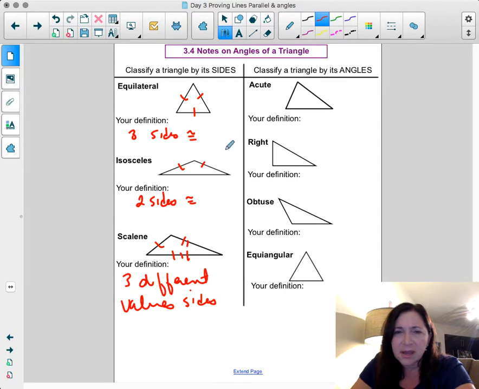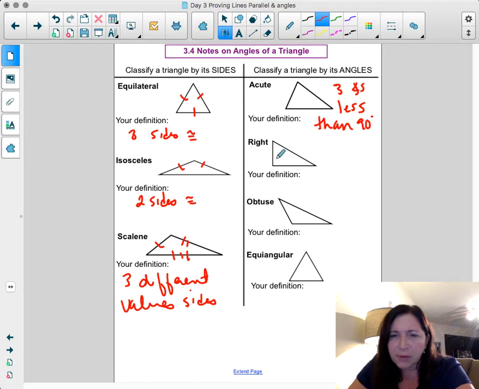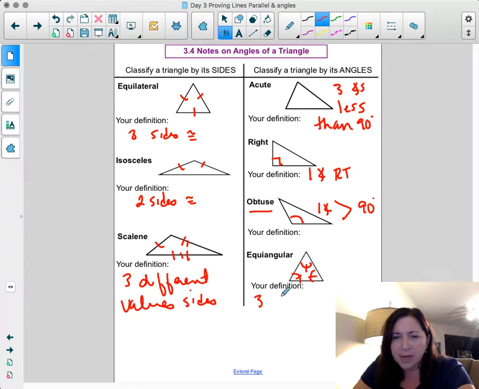No congruent sides. Now classifying by angles: an acute triangle basically has three angles that are less than 90 degrees. For a right triangle, you have one angle that is right. For an obtuse triangle, you have one angle that is greater than 90 degrees. And for an equiangular triangle, what that means is you have three angles that are congruent.